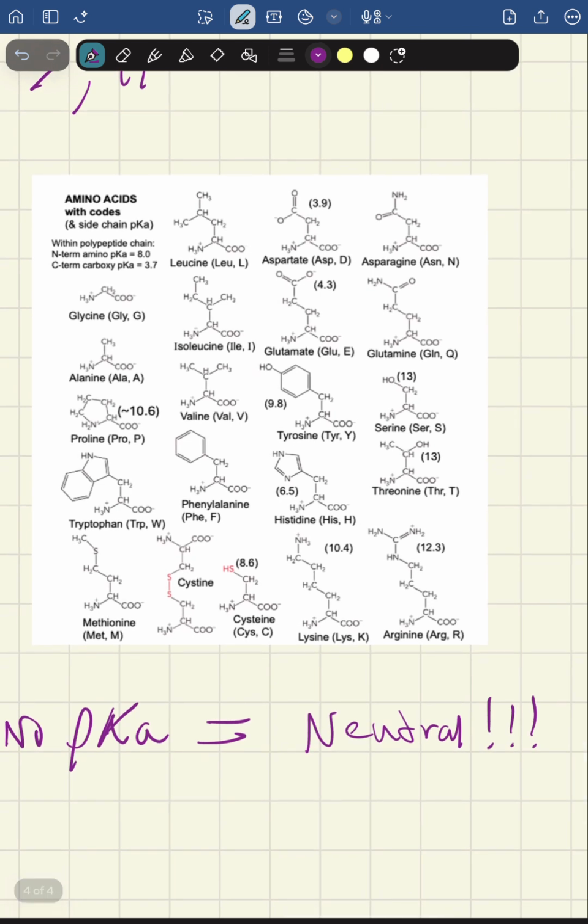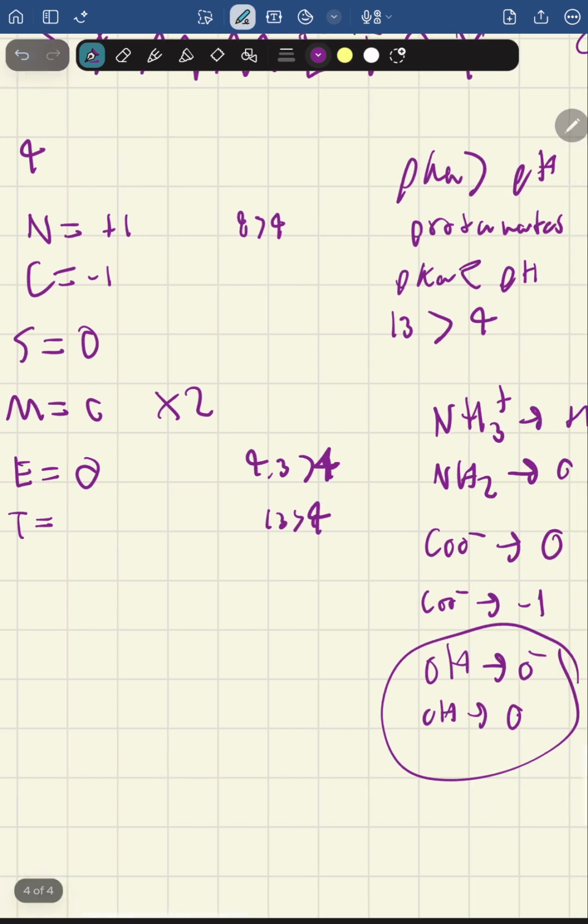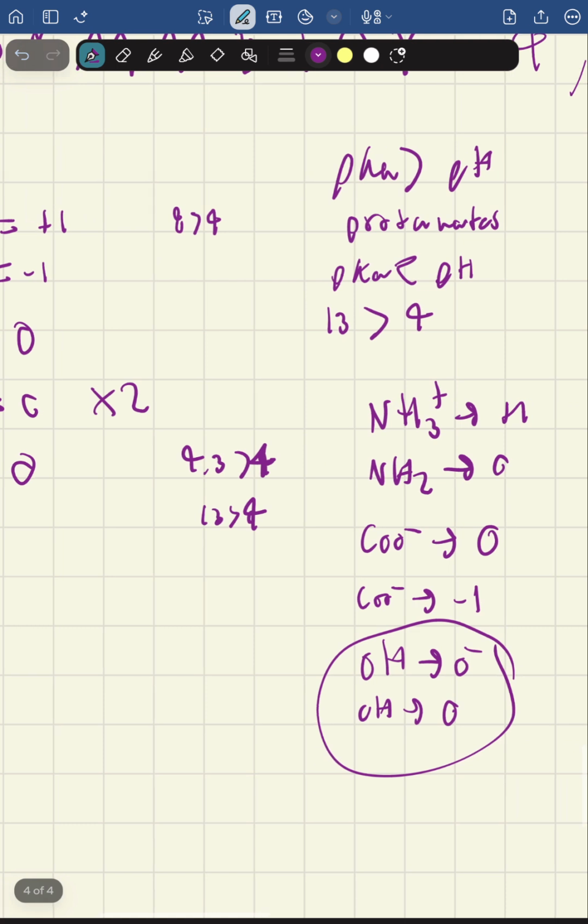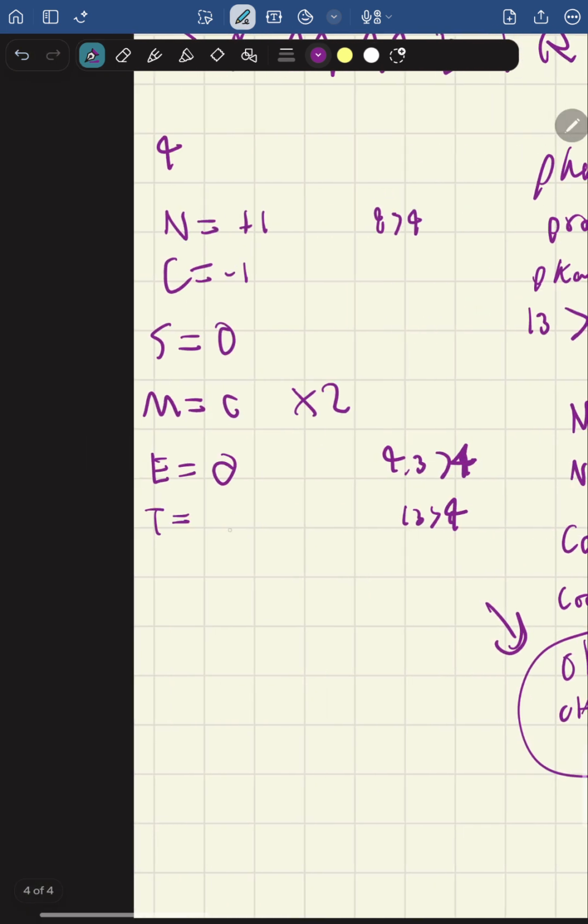Threonine. We see that OH group, right? And the pK is 13. So, 13 bigger than 4. I know my 4s look like 9s. Don't judge me. What does that mean? It means that it's just going to be a 0. Because of this whole thing I told you earlier. 0.